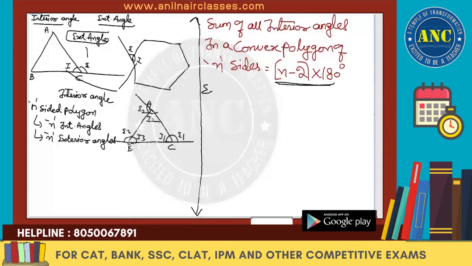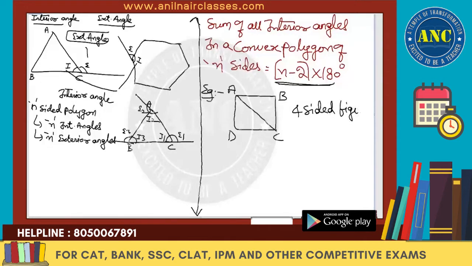How is it formed? Take the example. Suppose I take a square ABCD, take a point and join the non-adjacent vertices. A four-sided figure has got two triangles. Suppose I take a five-sided figure.